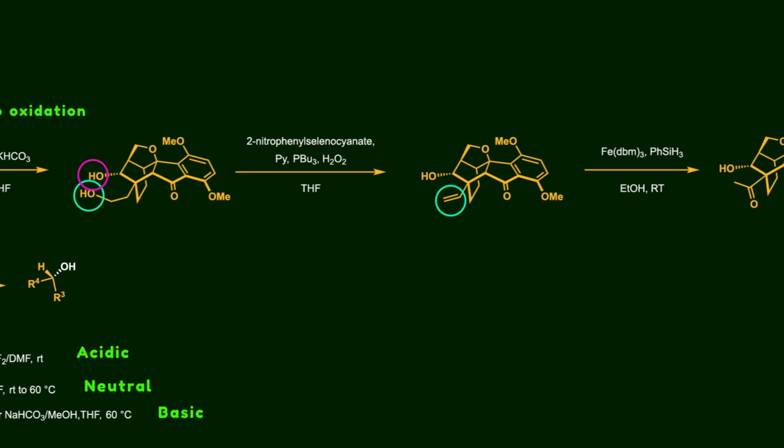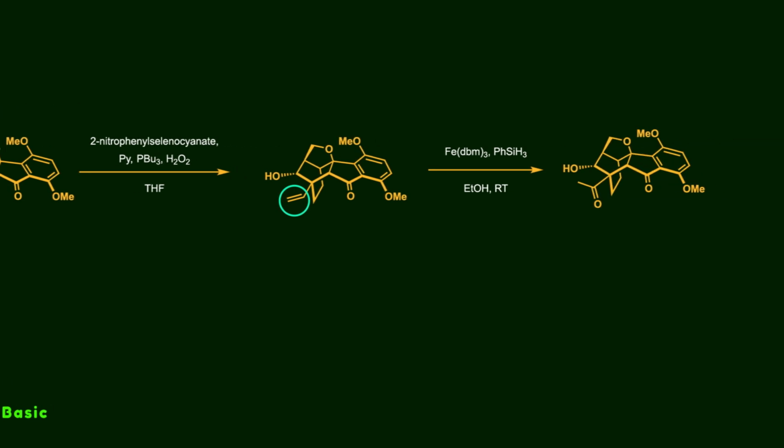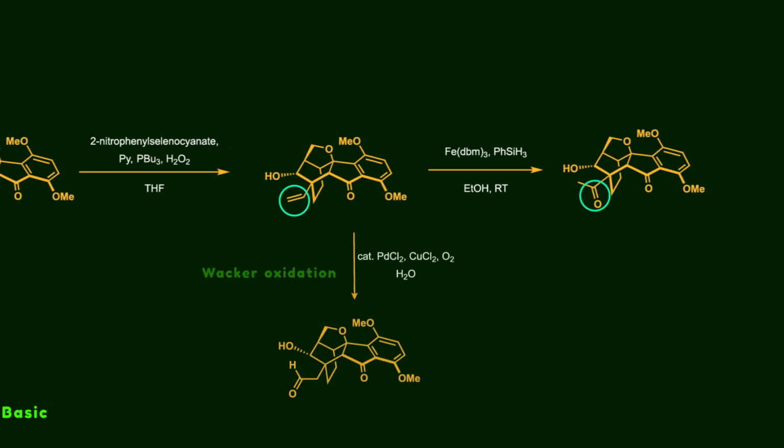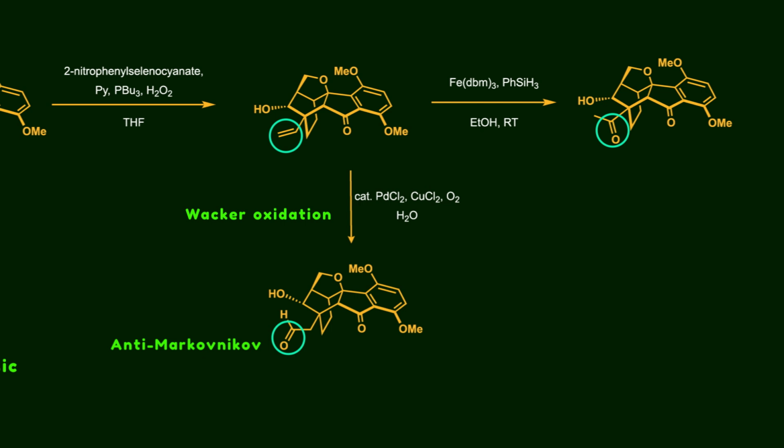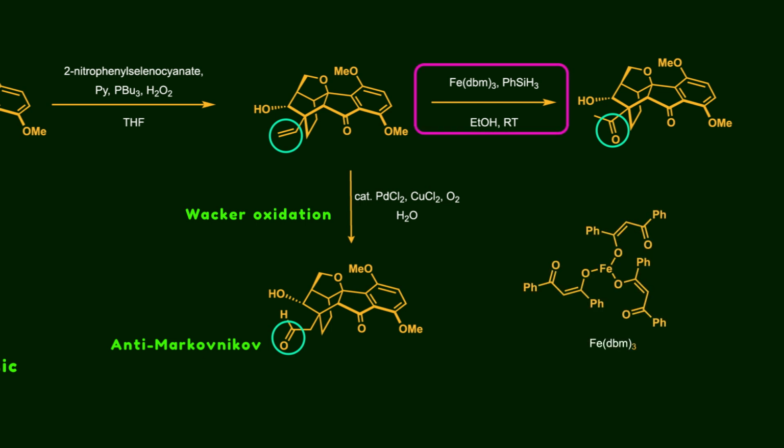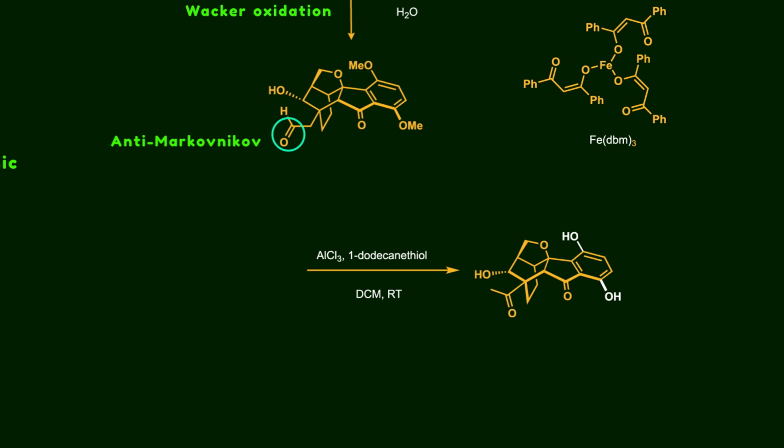To complete the synthesis, a carbonyl group needed to be installed on the double bond. Wacker oxidation is typically used in such cases. However, in this specific reaction, it led to the anti-Markovnikov addition, placing the carbonyl group incorrectly due to steric hindrance. To address the regioselectivity issue, the group used an iron-catalyzed Wacker-type oxidation instead of palladium, which successfully produced the desired product. Finally, the target molecule was achieved through double O-demethylation using a Lewis acid.